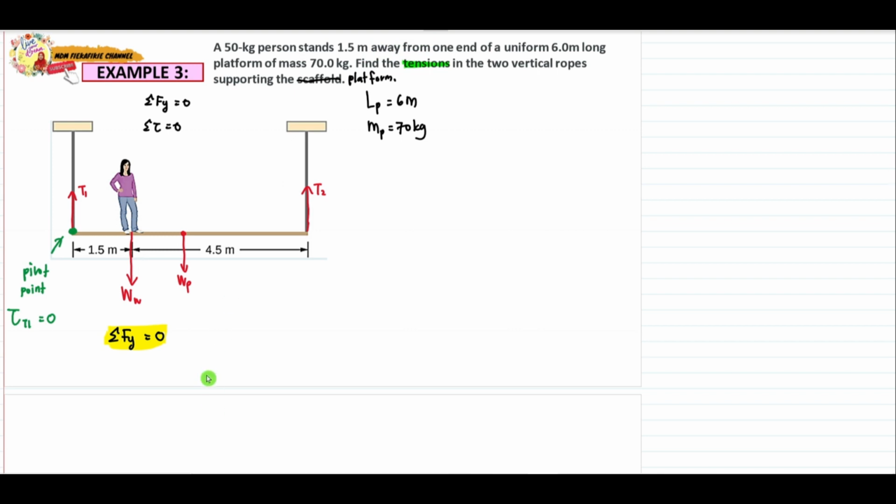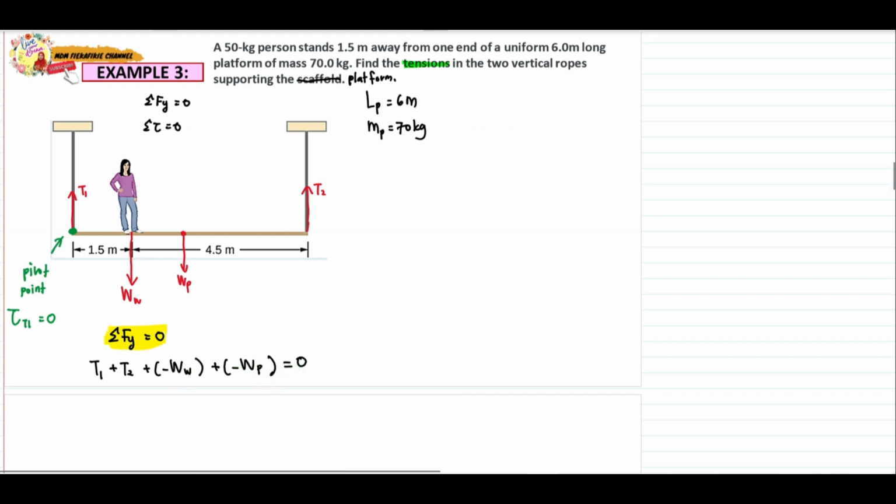So now let's write the equation of total force in Y component. So we have T1 should be upward, so positive. Plus T2 also positive, upward direction. Plus negative, the weight of the woman should be downward and then negative. So plus negative WP, the weight of the platform.